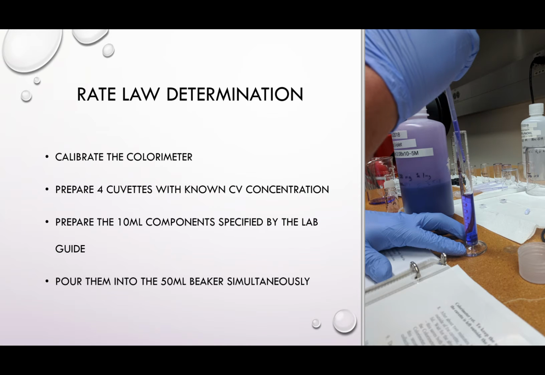Rate law determination is done first by calibrating the colorimeter. There is a file already on the computer for this experiment, so make sure you find the correct one. Prepare 4 cuvettes with the known crystal violet concentration, which is done so that you can later on use it to correlate the colorimeter readings with the concentration of your solution. And this is going to be done using DI water and crystal violet, not the reactants. And then you're going to prepare the 10 milliliter components for the reaction itself, specified by the lab guide, and you're going to pour them into the 50 milliliter beakers simultaneously.